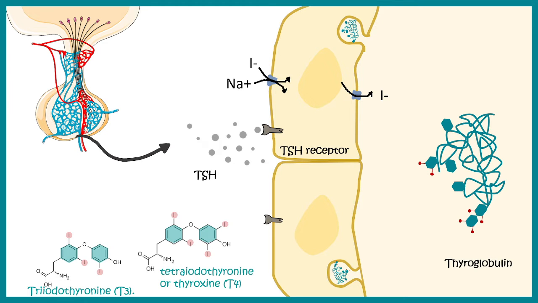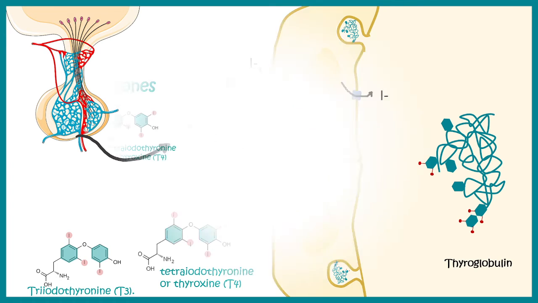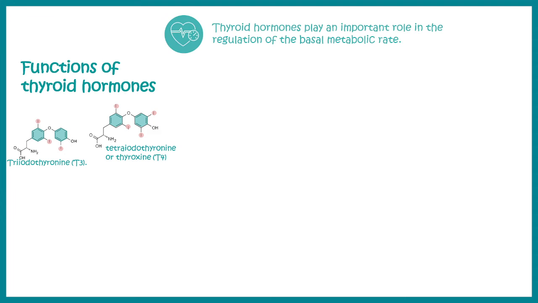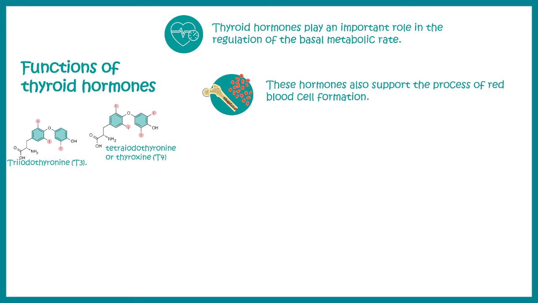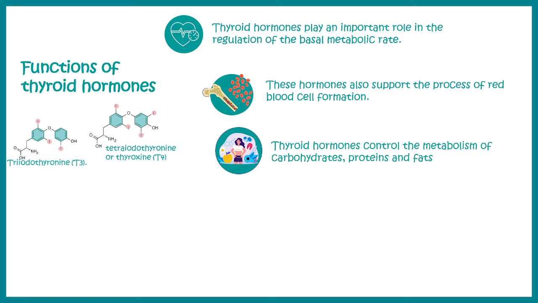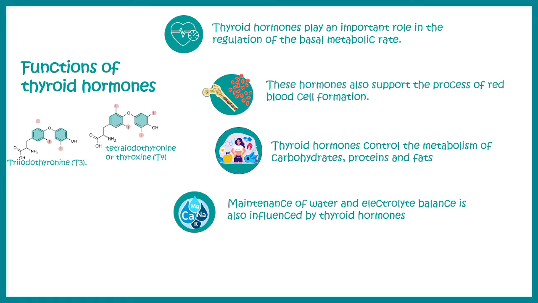Now once we understand how thyroid hormone is produced, let's talk about its function. Thyroid hormone play a crucial role in the regulation of BMR or basal metabolic rate. Thyroid hormones has erythropoietic effect, that means it is important in terms of production of RBCs. Thyroid hormones can broadly regulate your metabolic pathways like carbohydrate, protein, fat, etc. And then it is also important for maintenance of water and electrolyte balance inside the body.